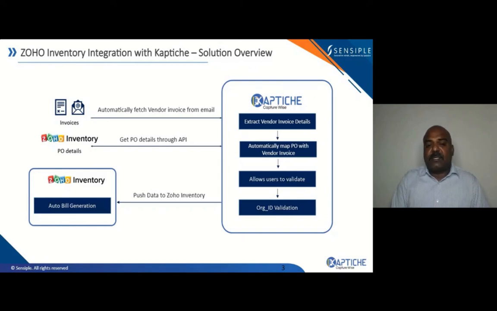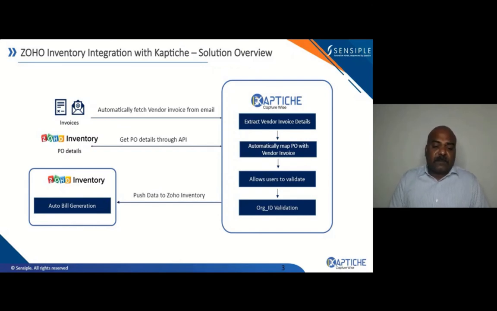So it alerts the user. They just go in and see all the fields highlighted in red. If they see that it is reasonable, they just have to click one button, saying go ahead and generate the bill. That's all. It will go and generate it in Zoho Inventory.